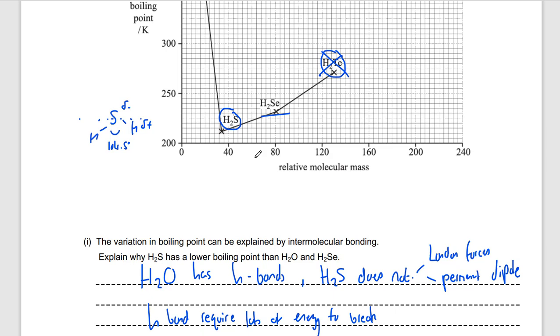However, it is clear by the graph that this doesn't make a difference, which means you don't need to talk about it, okay? Because it's clear that even though H2S has a better permanent dipole, it's not helping its boiling point any. H2Se has a higher boiling point regardless, so it must be a different reason.